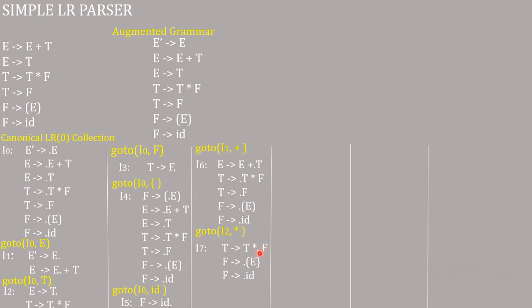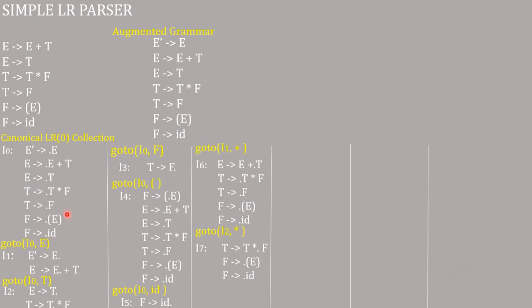Once we have done this, we check for the possibility of closure operation. Yes, after the dot we have a non-terminal, so we have to include the production rules from the augmented grammar. After the dot we have F, so we list the production rules of F: F tends to dot open bracket E closed bracket, and F tends to dot ID. Let us call this item set I7.